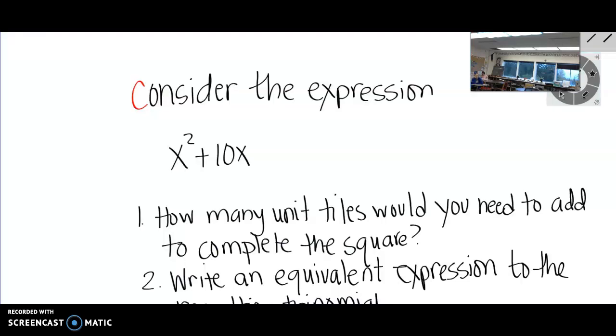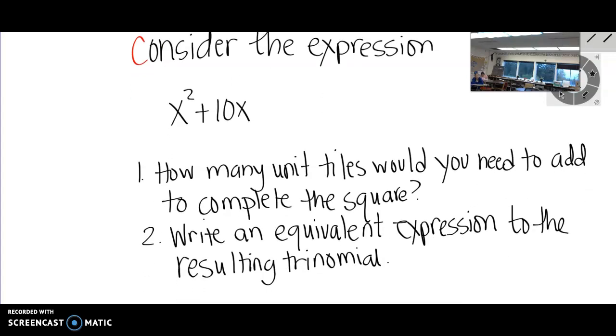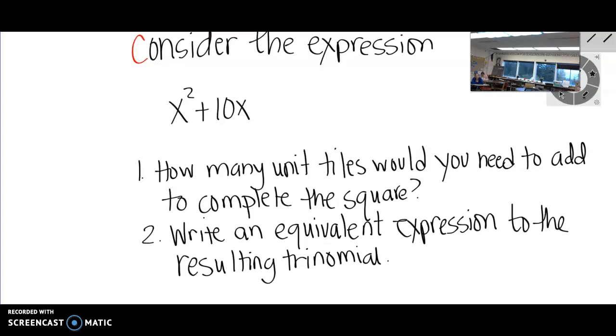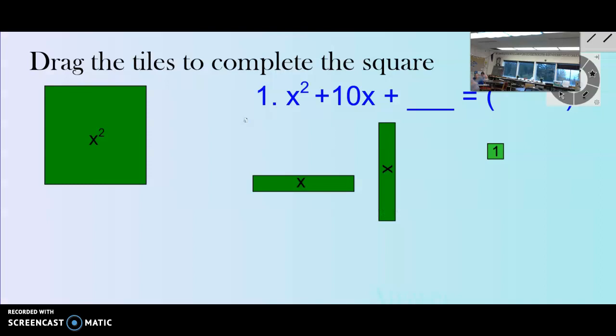Going to skip that page. So let's look at the expression x squared plus 10x. We're going to look at how many algebra tiles you need to add to complete the square, and then we're going to write an equivalent expression to the resulting trinomial. So we're going to have that binomial squared like I had in that last expression.